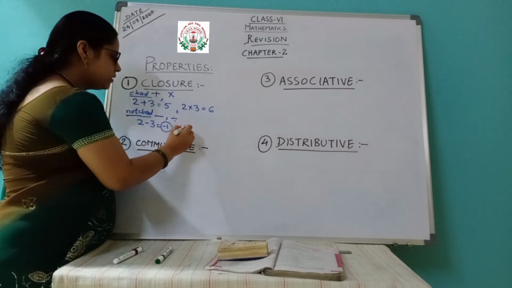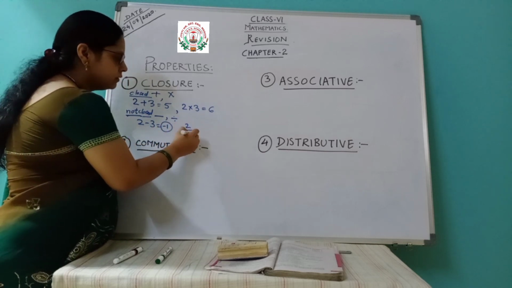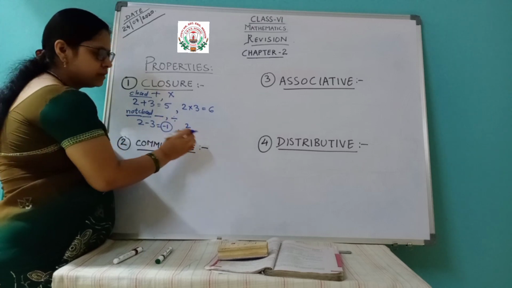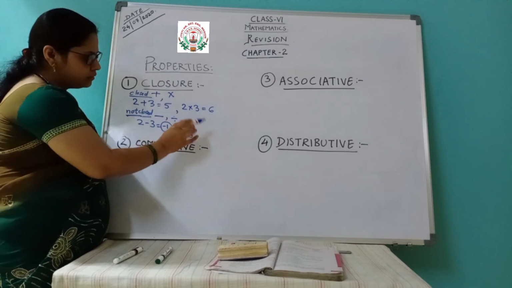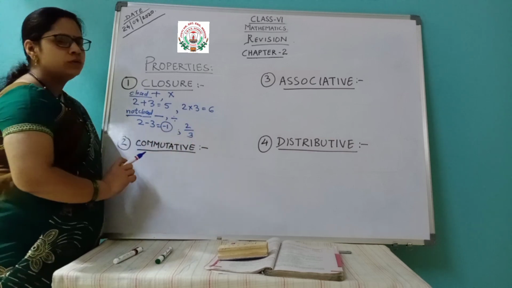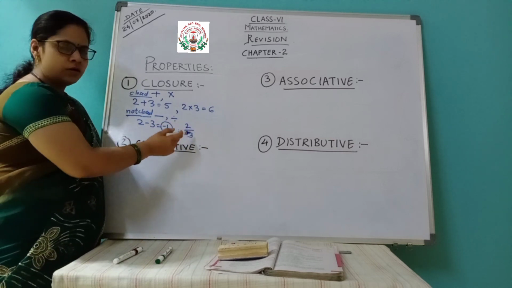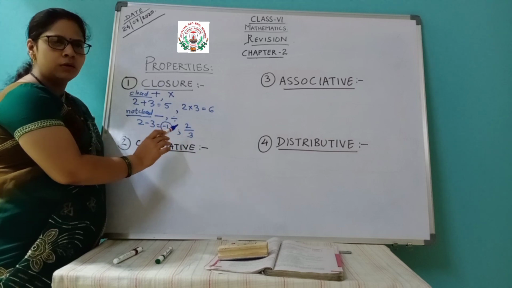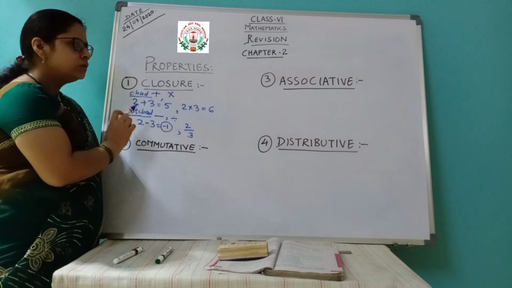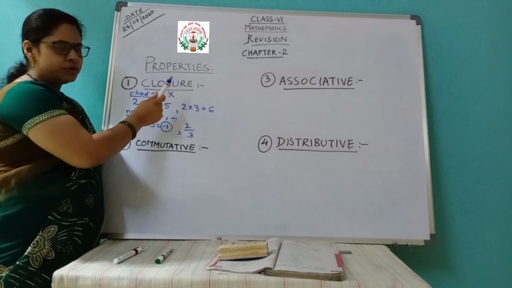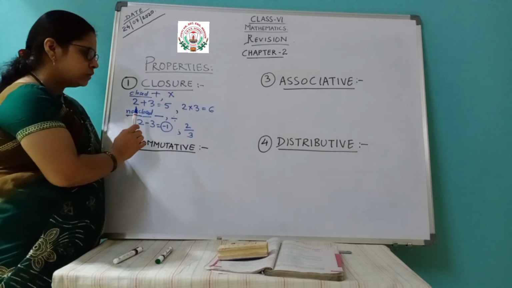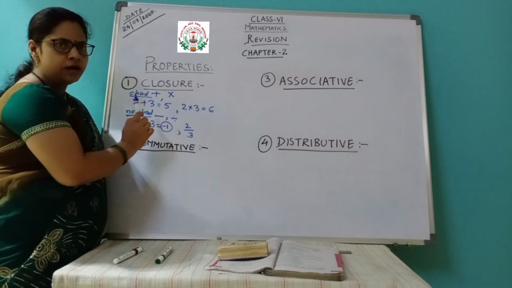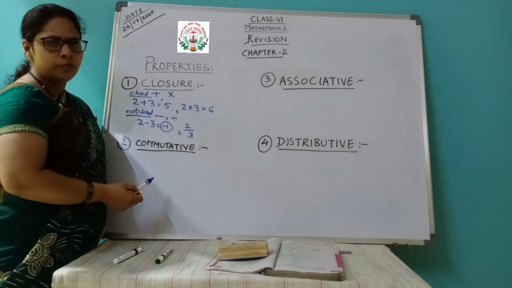And division, if we say 2 by 3, 2 divided by 3, it cannot be done. So it is just an irrational number. You will keep it like this, 2 by 3. It is not possible to divide and you will not get a whole number. So it is not closed. So you will say that whole numbers are closed for addition and multiplication and it is not closed for subtraction and division. This is called the closure property.